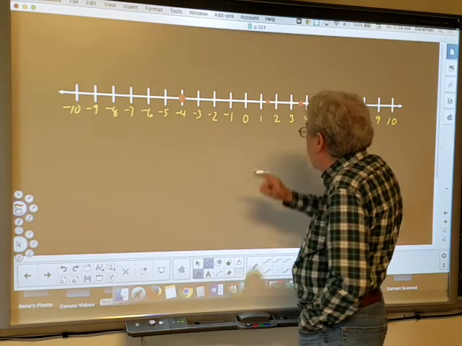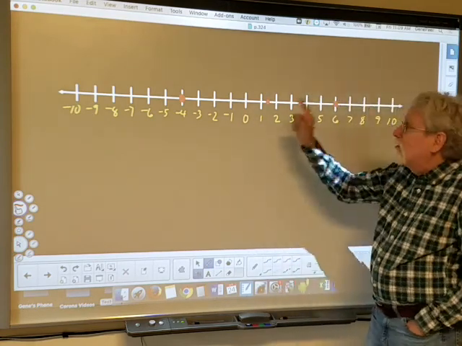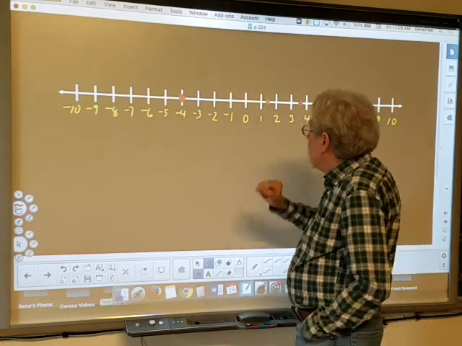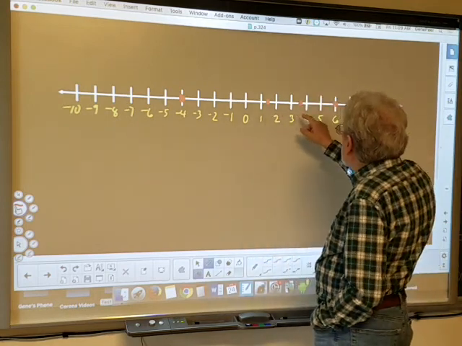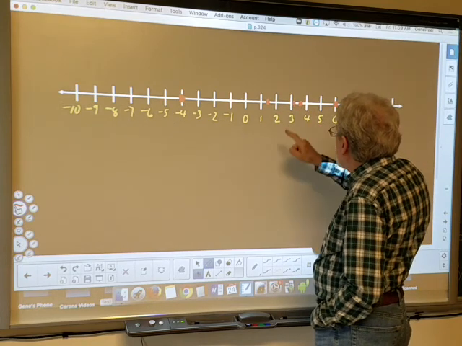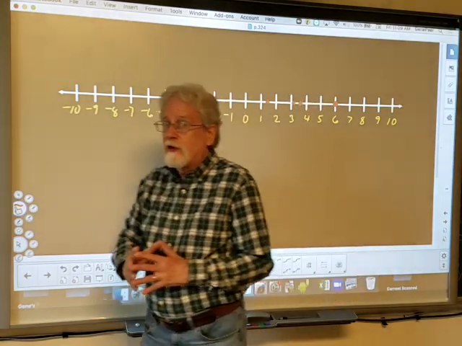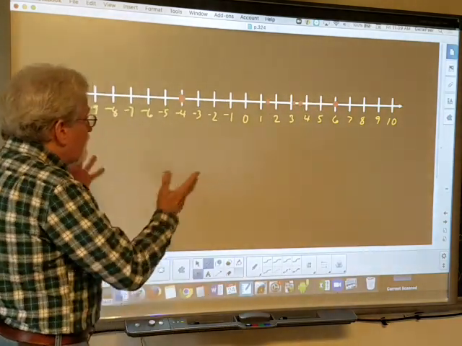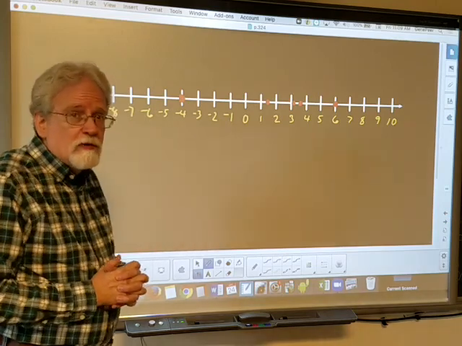Yes, it may be irrational, but it has a place on the real number line. I can graph pi, about 3.14, which is right around here someplace. Again, it may be irrational, but it has a place on the number line. So I can graph any real number on the number line.